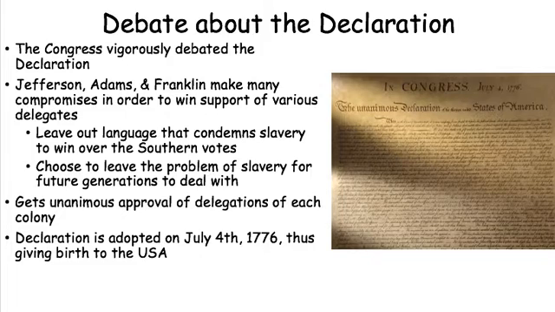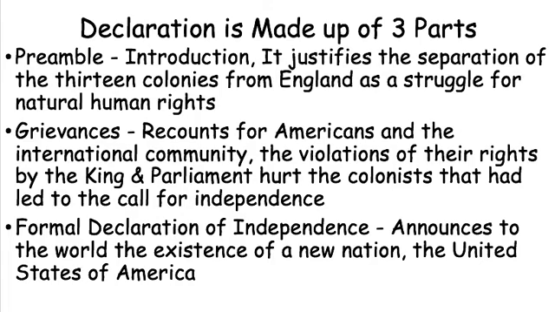The independence vote actually happens on July 2nd. We celebrate July 4th because that's the date it's officially adopted and made public. Hence why we celebrate our birthday on the 4th of July. Really, our independence happened on July 2nd. Adams himself thought we would be celebrating the day with fireworks and parades, but of course he thought that day would be July 2nd. So now let's start looking at the parts of the Declaration.